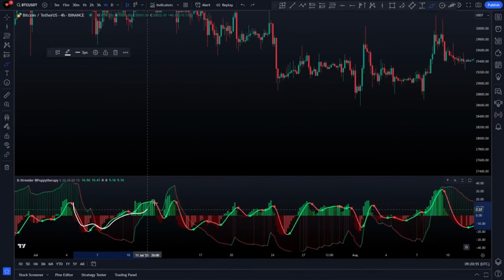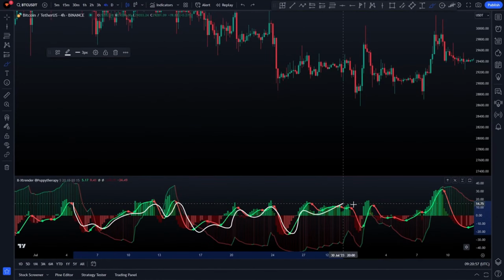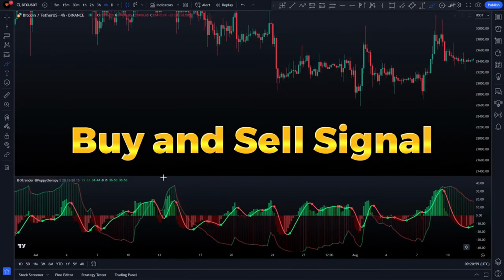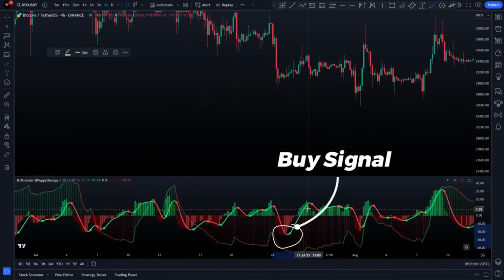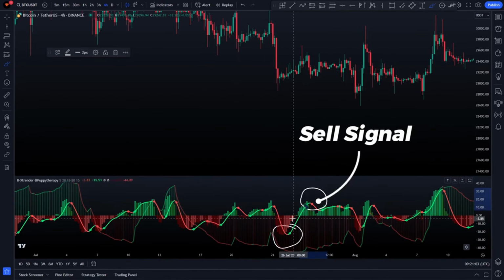There is one component I have not introduced yet, and that is the buy and sell signal of this indicator. The green dots mean a buy signal, and the red dots mean a sell signal.